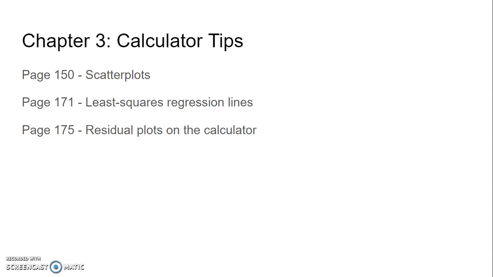Know how to make scatter plots, know how to find linear regression lines, and then something else that we talked about in chapter 3 are residual plots. Residual plots, again, show how far off your prediction is from what actually happened, and that's a plot of all of those differences. Are you predicting too much? Are you predicting too little?